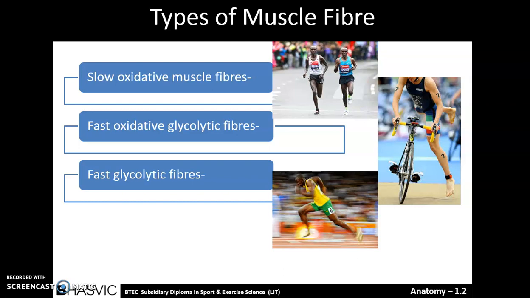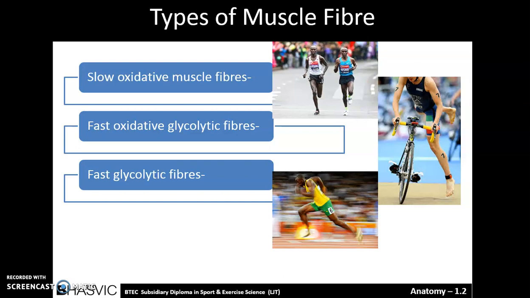Fast oxidative glycolytic fibres have a medium contraction speed due to their medium diameter of neurons. Due to their medium diameter, a medium force will be produced. Fast glycolytic fibres have a very fast contraction speed. They have a large myelinated neuron diameter. This causes a high force of contraction.